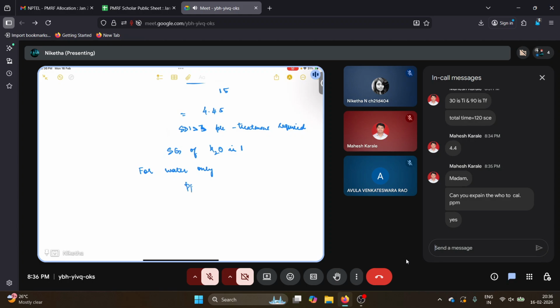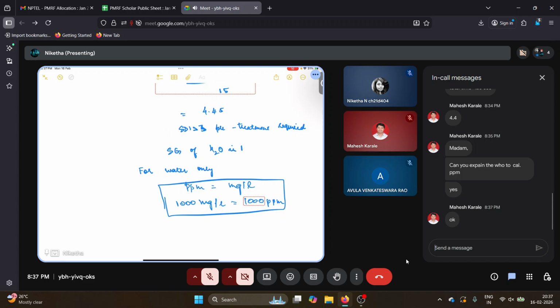ppm is equal to milligram per liter. So whatever you have in milligram per liter, let's say 1000 milligram per liter equals 1000 ppm. This is only true for water, not for any other medium. So only for water this holds true. Whatever concentration is expressed in ppm is the same as milligrams per liter.